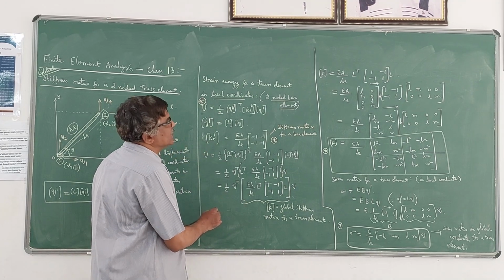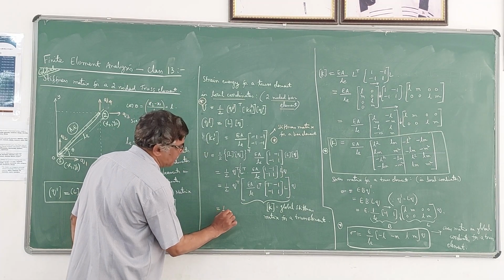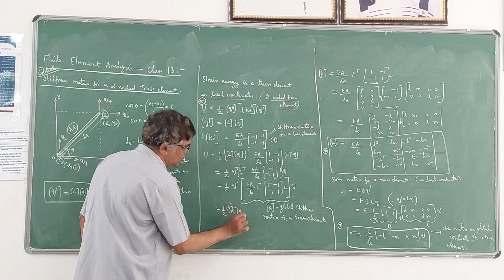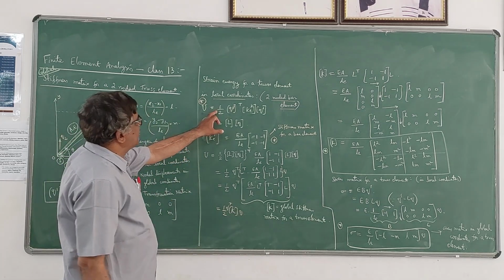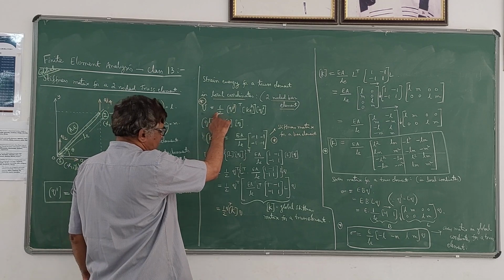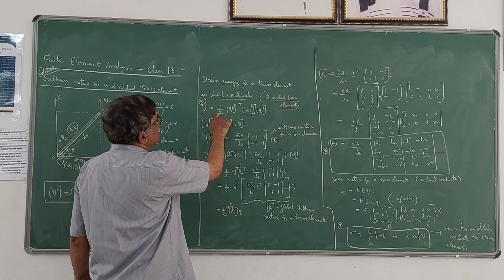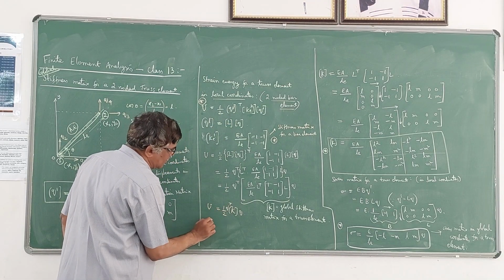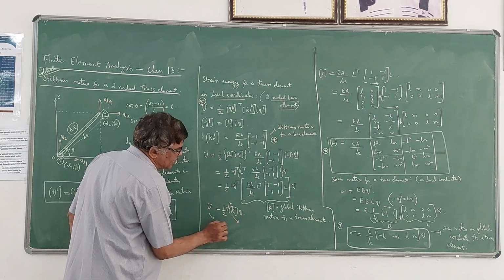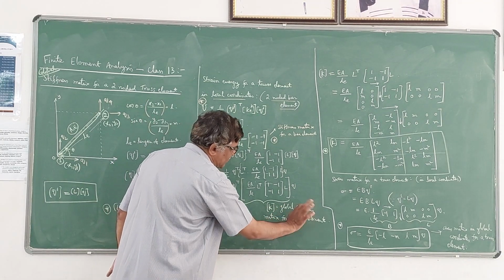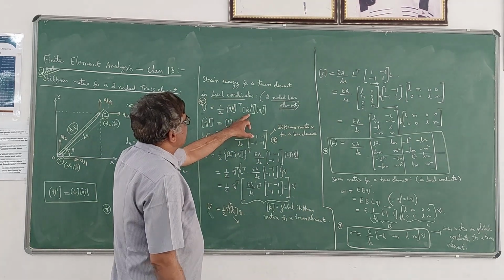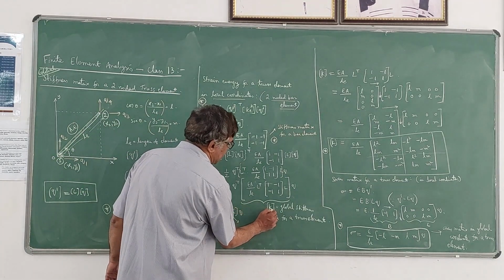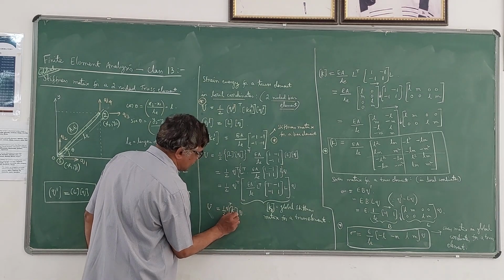So this can be written in this fashion: half into K into Q, half into Q transpose into K into Q. See, this is how you can write. So please observe here. This is the strain energy in a truss element in local coordinates, whereas this is the strain energy of the truss element in global coordinates. That is why this K is called the global stiffness matrix for a truss element. So please note the difference between KE dash and K, or you can write it as KE, but it is in the global coordinate system.